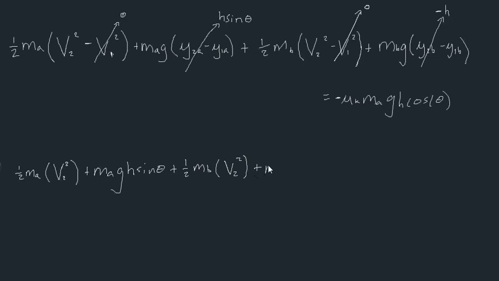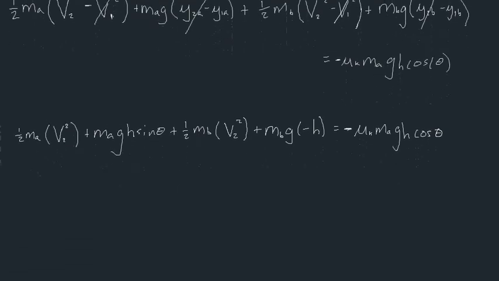Plus mb g times minus h is going to be equal to minus mu k ma g cosine theta. Well, that's a lot to write down, but at least it's simplified compared to what we had before. It actually fits on one page length, so that's kind of nice. Alright, let's see if we can simplify this even further.